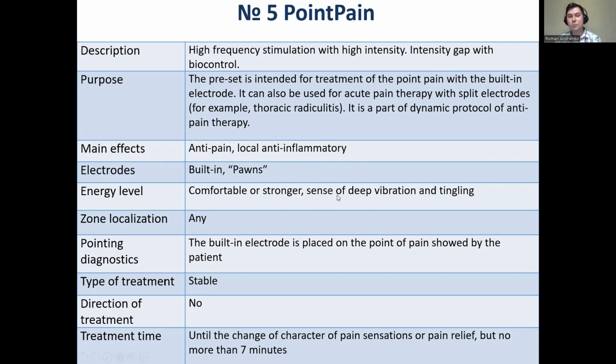The way of treatment is simple, stable. Put it in there, stay in there for no more than 7 minutes, but until the change of character of pain. So if your patient says, oh, I feel that the pain is gone now, there is no need to stay there for 7 minutes. Sometimes 2 minutes is enough.